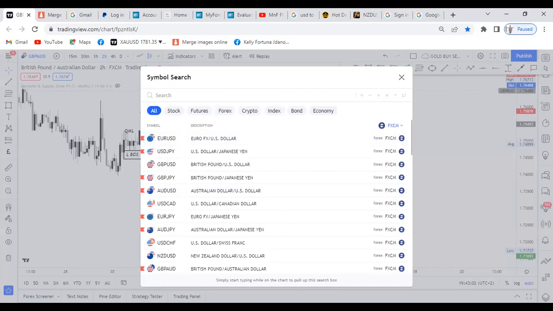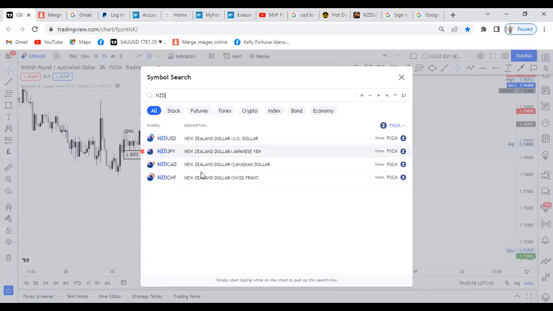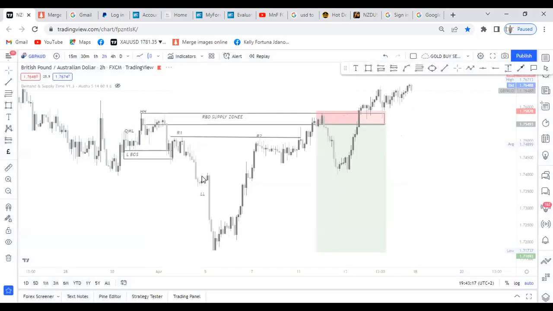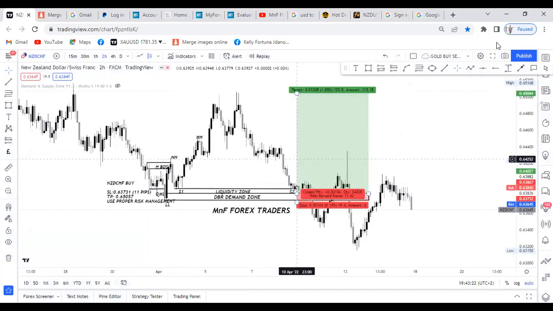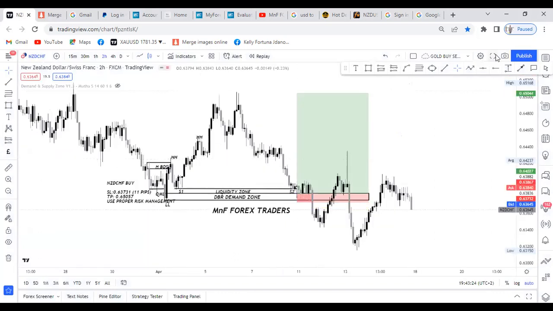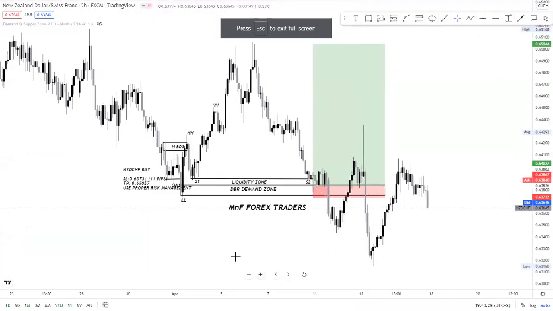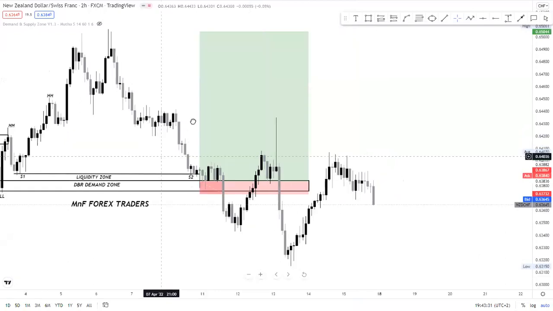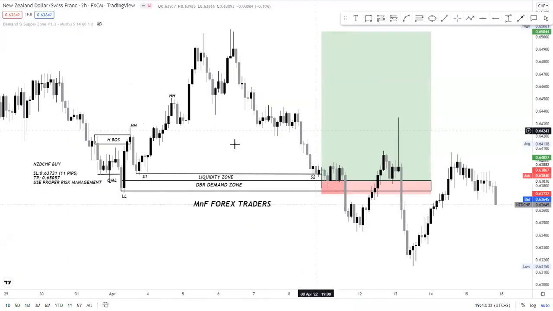Which pair is that? Let me just check the ones I actually traded. Which trade did I lose last week? We had New Zealand, Swiss. And also the gold. Gold was also a losing trade, and pound USD also a losing trade. So this one here. Okay, so you see what we had? It went straight through.